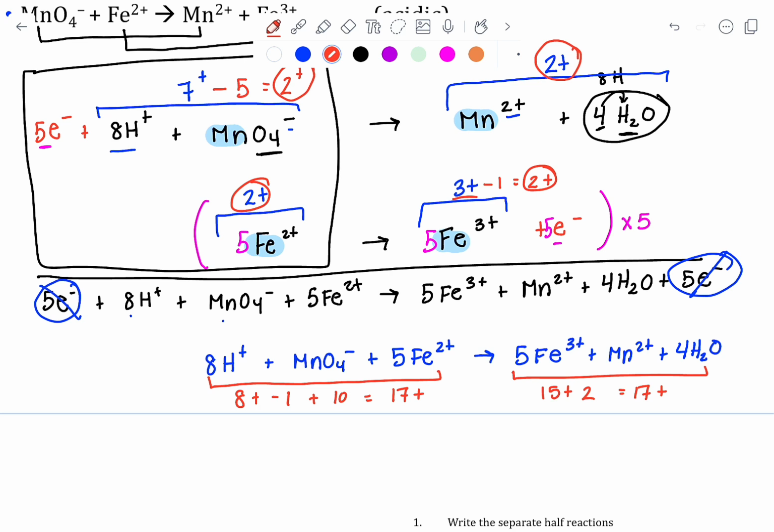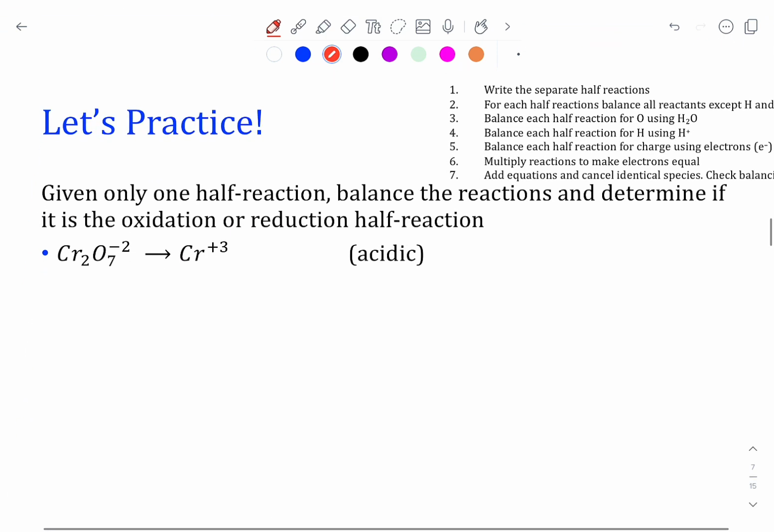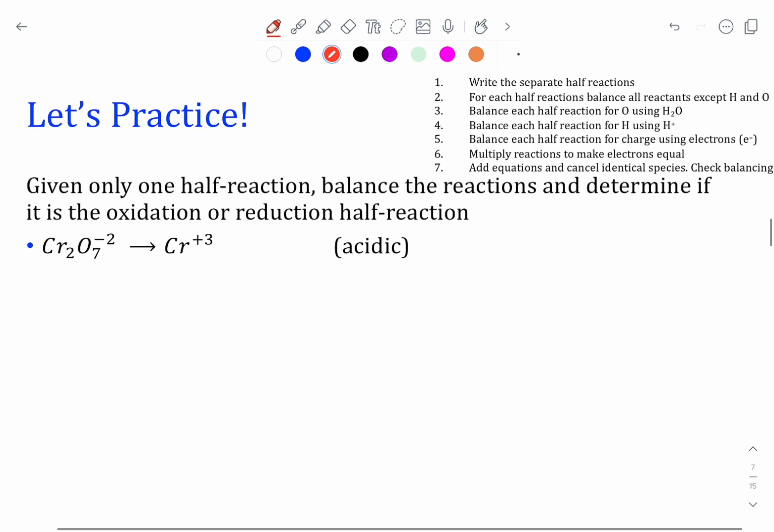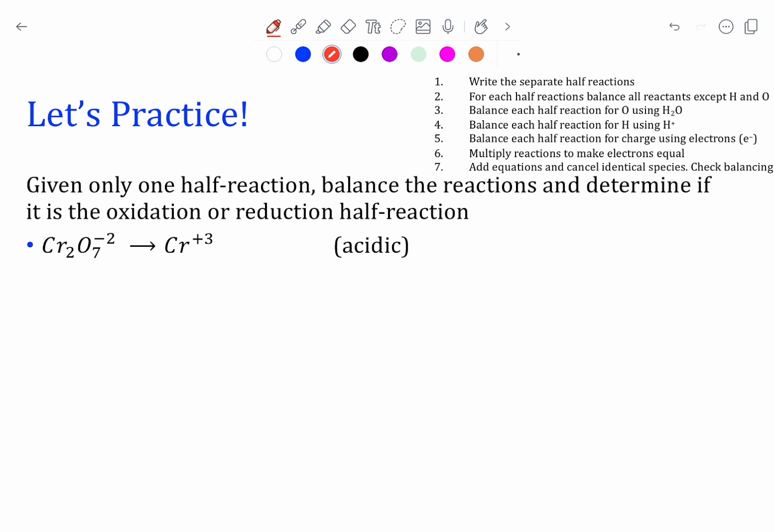Again, this is showing that charge balance doesn't mean 0 on either side. It just means the same charge on either side. So let's practice another one of these. We have to start getting comfortable balancing these half reactions because they are going to be very useful for us in the remainder of this chapter. So we need to master it now so we can utilize it later.